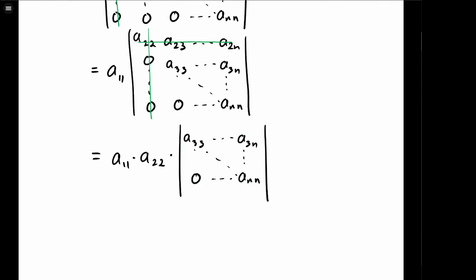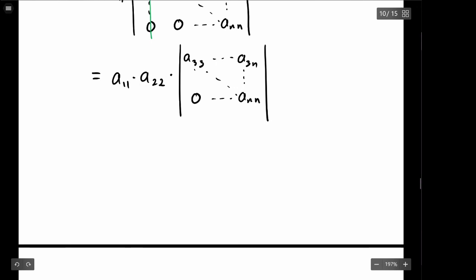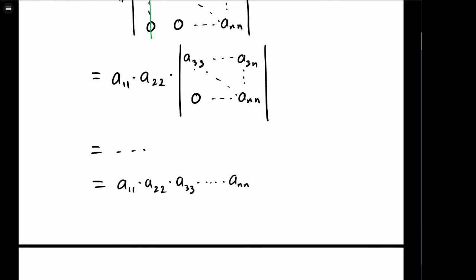But can you see where this is going? Now we have A33 and then a bunch of zeros below it. So this is just going to keep repeating until we run out of entries. Eventually we're left with A11, A22, A33, ANN. So for a triangular matrix, and diagonal as well, the determinant is just going to be multiplying the diagonal entries.